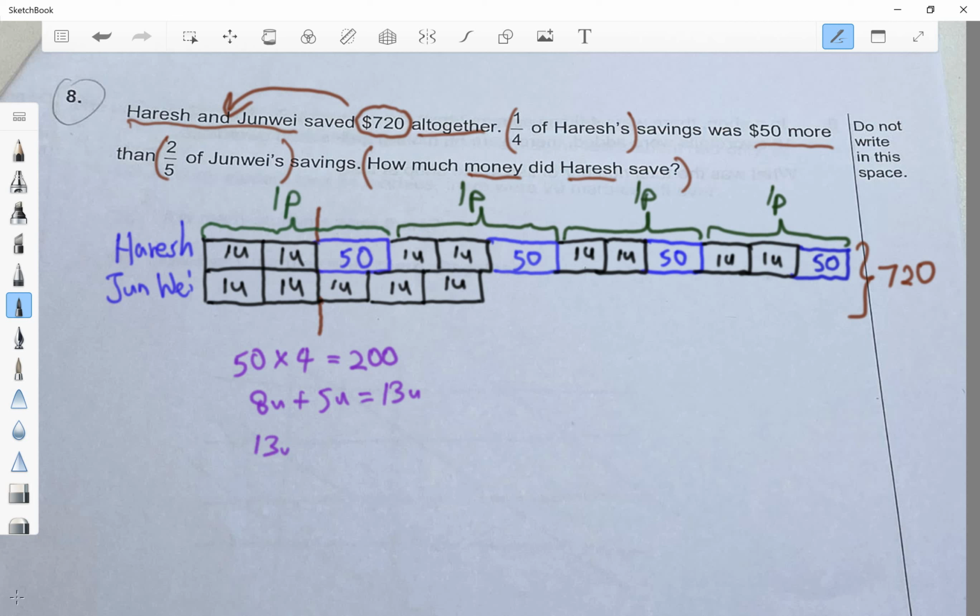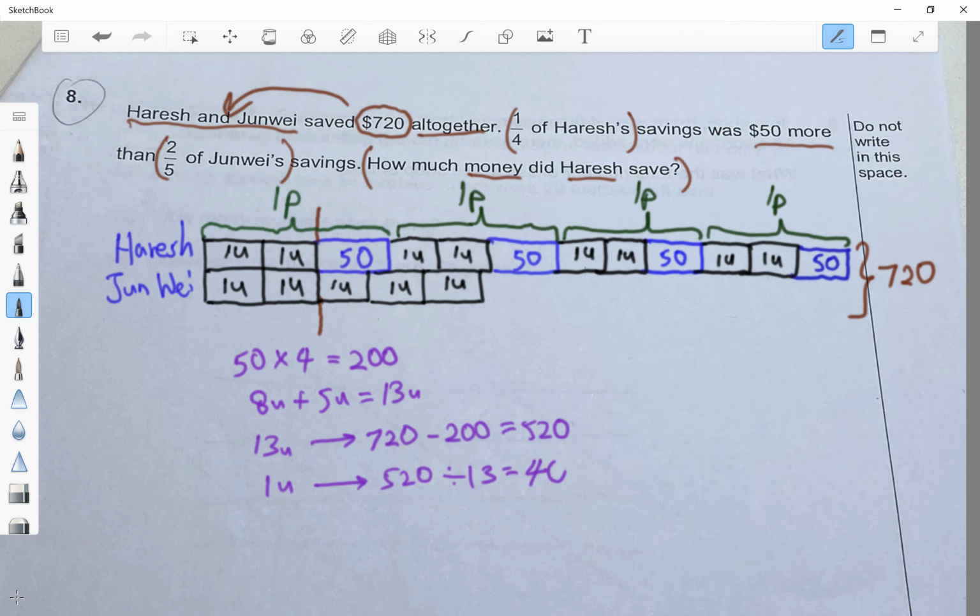So 13 units will just be 720, subtract away 200, 520. And finding 1 unit is so simple. I'll just take 520 divided by 13. Since I can use my calculator, 520 divided by 13, and that's actually 40.